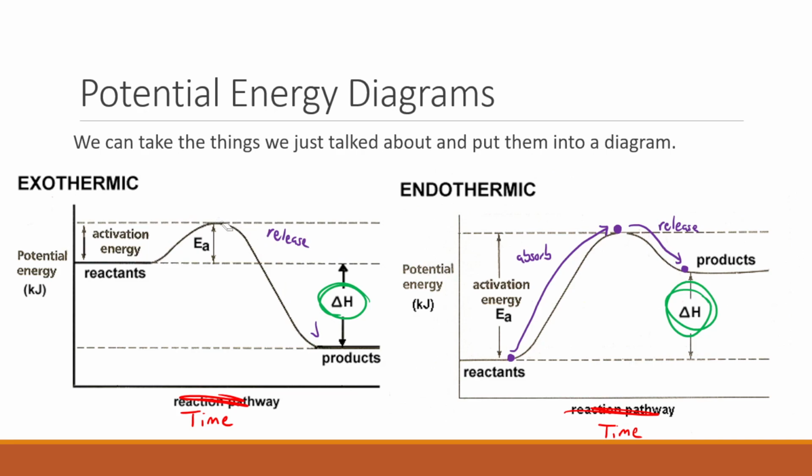The last thing we're going to mention with activation energy is a catalyst. We talked about a catalyst in our previous video. We said that those help speed up reactions because they lower activation energy. If I were to add a catalyst to this exothermic reaction, the thing that changes is the height of the bump. Instead of having to go all the way up here, now the reaction only has to go up to here. We have to absorb less energy in order to start the reaction.